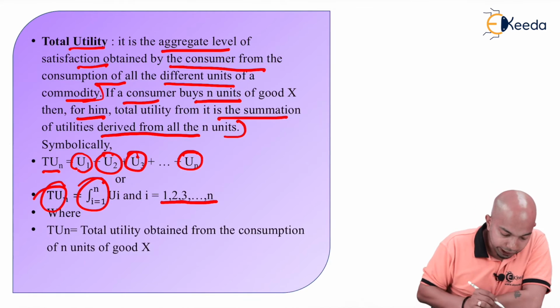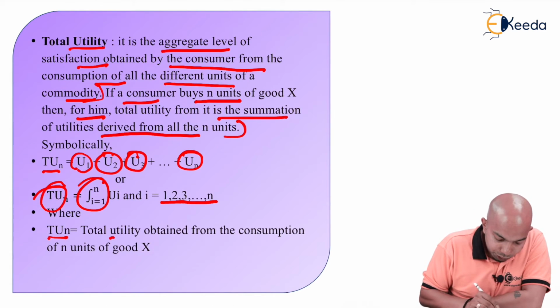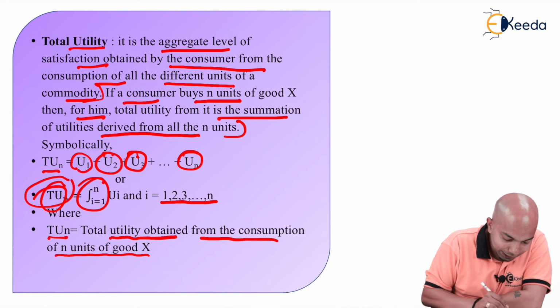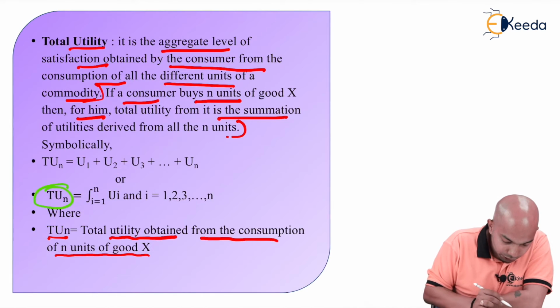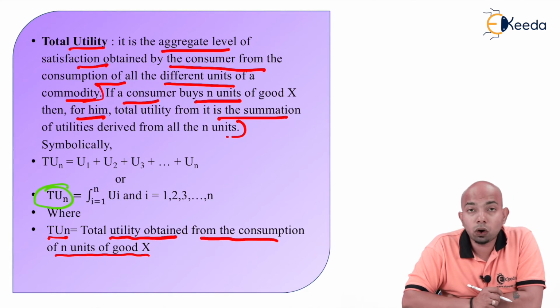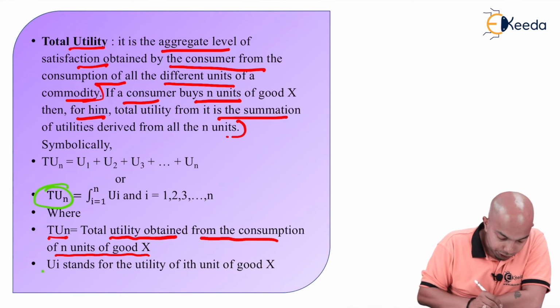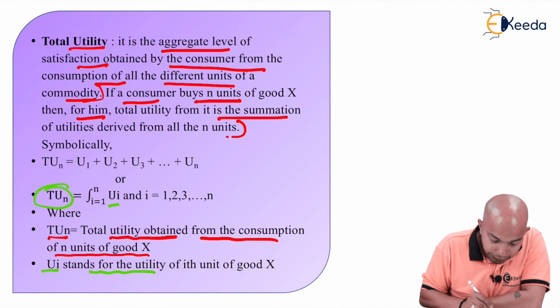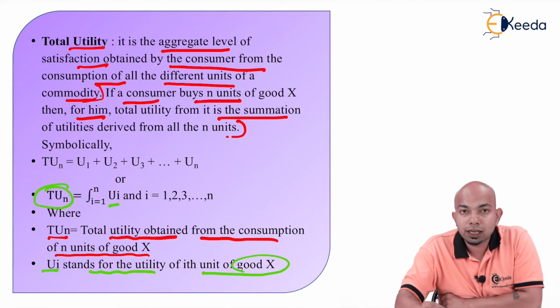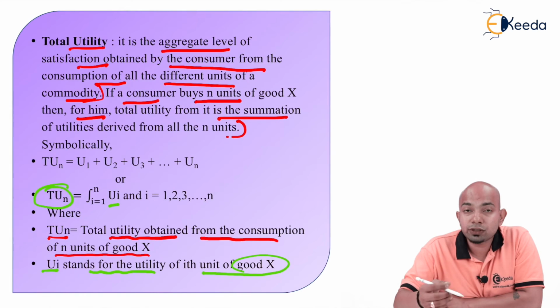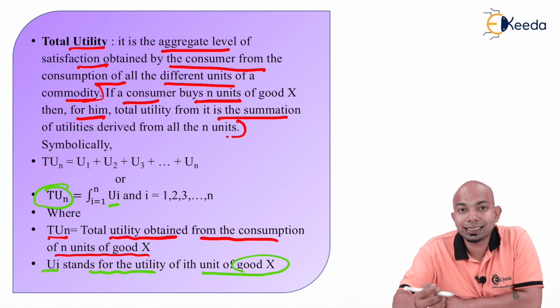Now, where TUn is the total utility obtained from the consumption of n units of goods. So this TUn refers to the total utility obtained from consuming n number of units of a good. The next one is Ui, which stands for the utility of the ith unit of X. That means whatever number of consumptions you have had, i stands for the number of units you have had. If it is 1 unit, then 1. If it is 2 units, then 2. If it is 3, then 3.